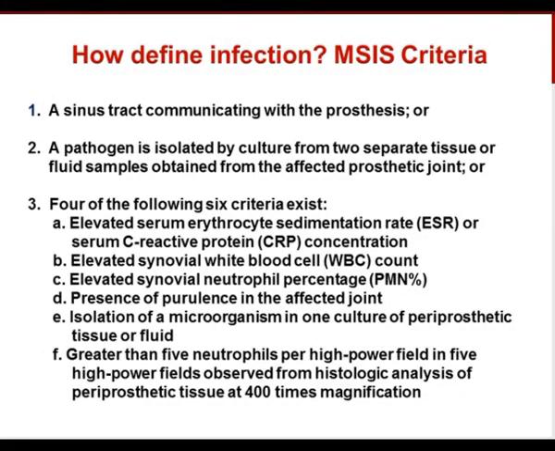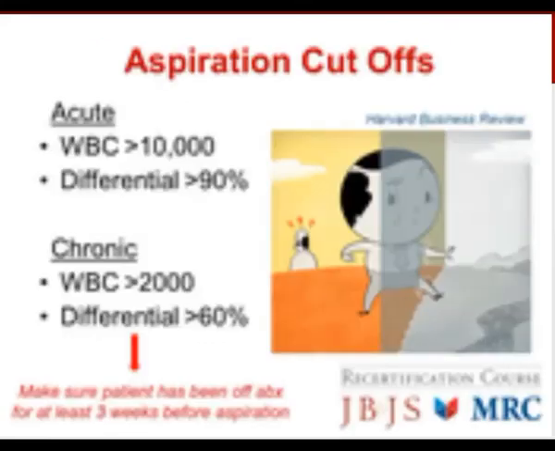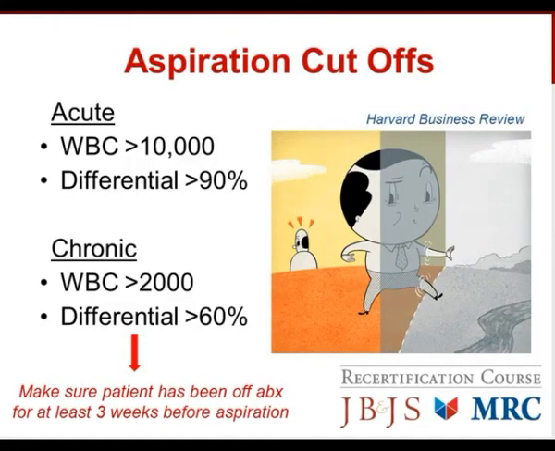You should be familiar with the MSIS criteria for periprosthetic infection. I've listed that here. We won't go into it for the sake of time, but you should familiarize yourself with this definition. It's important to know what the aspiration cutoffs are for defining infection. In the acute postoperative infection, we're looking for a white blood cell count greater than 10,000 and a differential above 90%. In the chronic infection, the white blood cell cutoff is around 2,000 cells with a differential of 60%. Now, there's a gray zone here, and I would recommend that you just recognize a very high number and a very low number. The test writers are unlikely to ask you to differentiate between subtle deviations from these cutoffs.